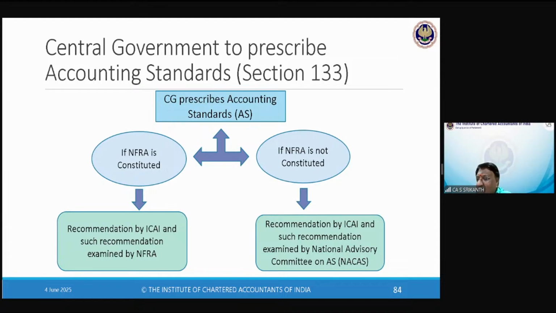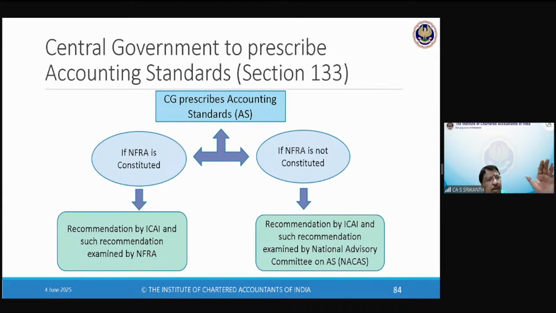Now we move on to a very short and sweet section called 133, which is nothing but your accounting standard. Central government prescribes accounting standards. See, when this section was passed in 2013, they were not sure about NFRA. They were sure about having NFRA, but whether NFRA will be constituted, because government acts very slowly, no governmental department can act fast. They have to go very slowly. They have their own pace, their own speed. If you want to make them go fast, that is different. You can. But normally, the pace at which they go, like slow.